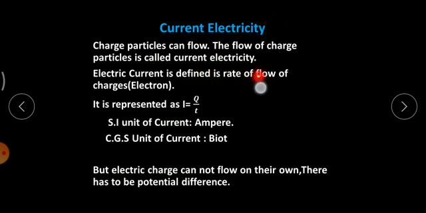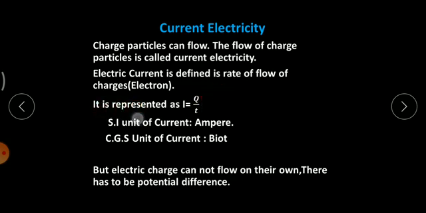Electric current is defined as the rate of flow of charges or the rate of flow of electrons. Simply remember, the charged particles which can flow are known as current electricity, or you can say the electrons which are moving. Remember this definition: electric current is defined as the rate of flow of charge. Rate is simply associated with time. So how much charge is flowing in a particular area or unit of time.